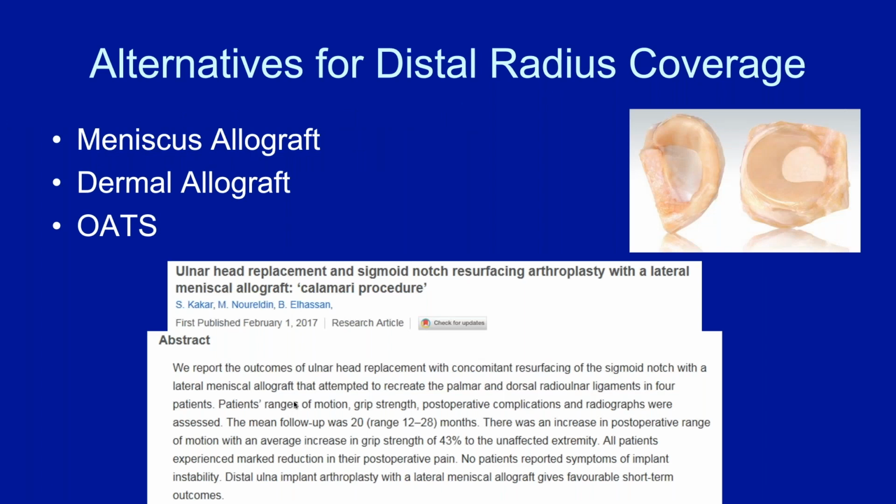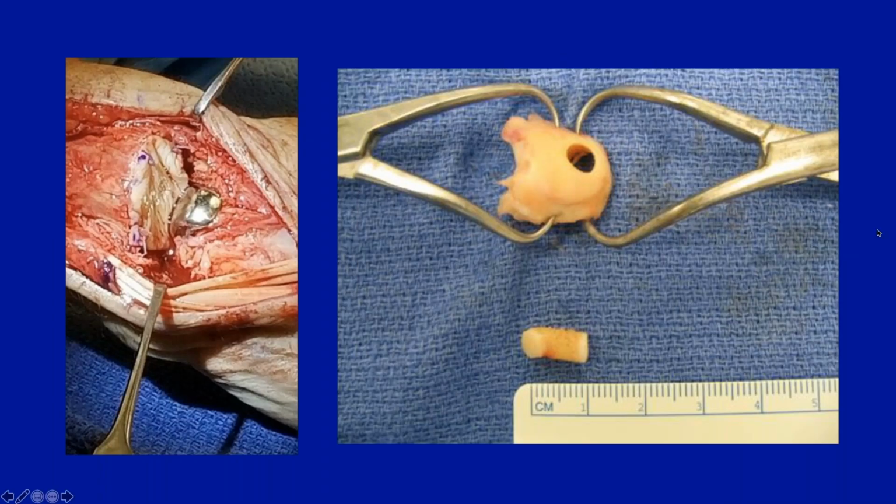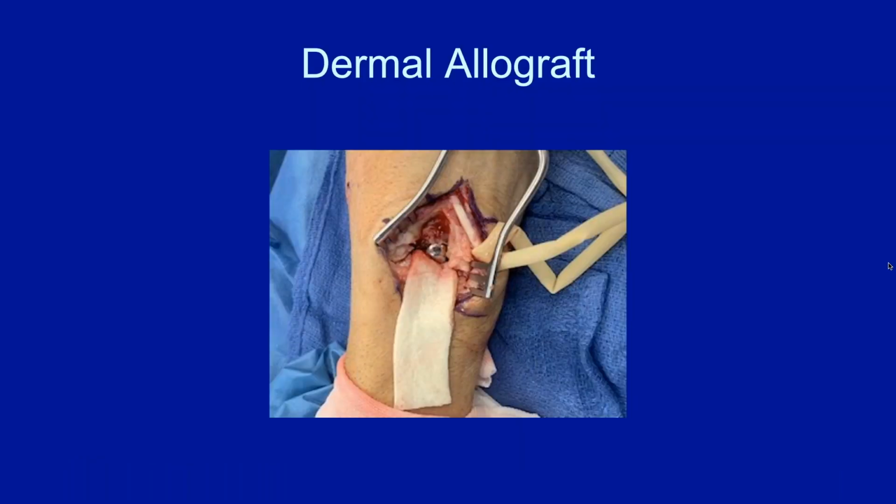Other alternatives include a meniscus allograft, dermal allograft, an Oates procedure. Next slide. Here's the Oates procedure as described by Joe Imbruglia. I've used that. On the left side of the screen, you can see a dermal implant. Next slide. I've used the dermal allograft, which has been very successful. Next slide.